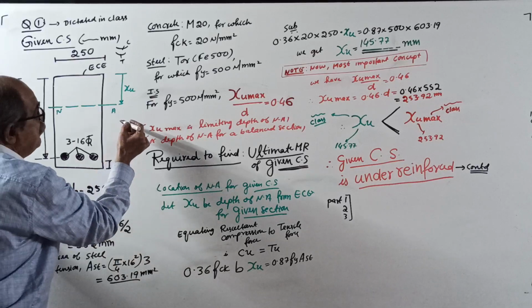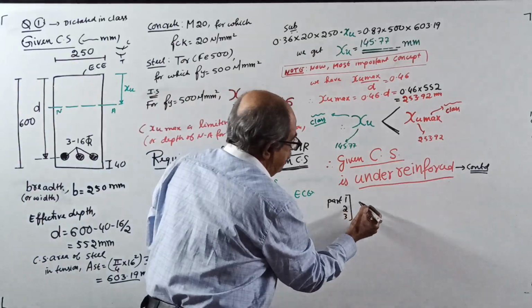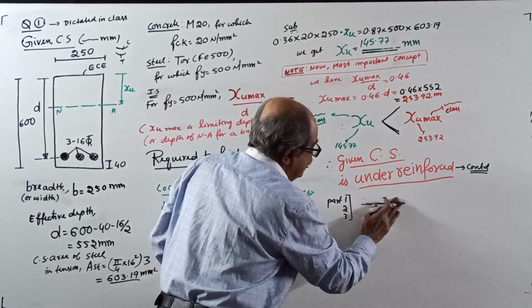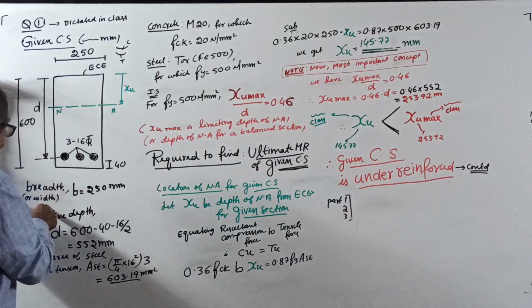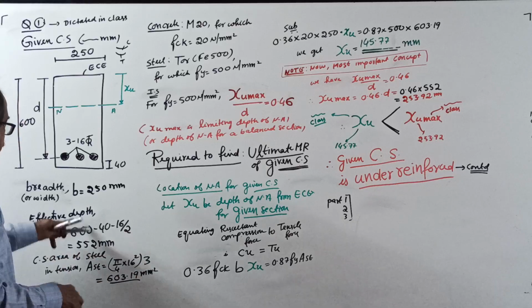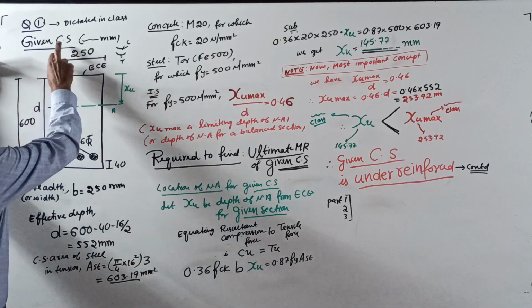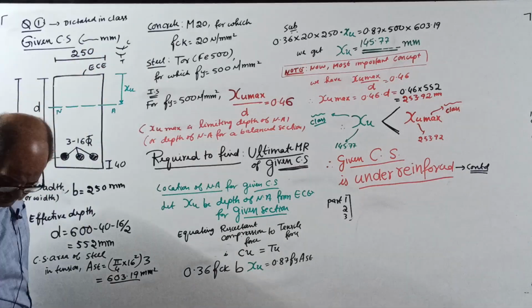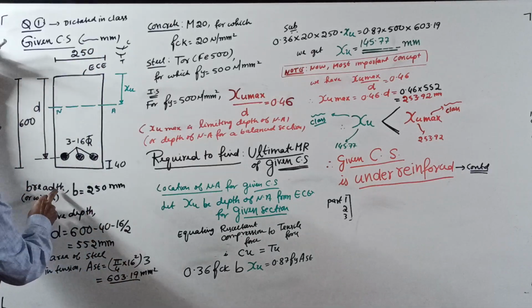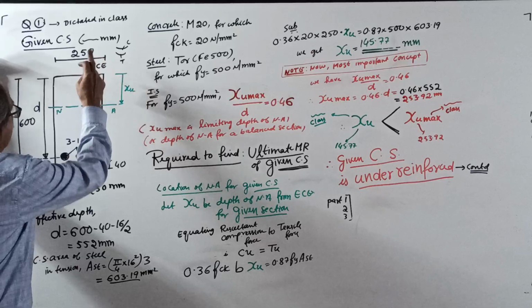Next time I will not put it that way. Breadth B, I will dictate here. You should write it. Breadth or width of the cross section, you can write B, 250 millimeters. All dimensions are in millimeter. Breadth or width B, 250 millimeter.